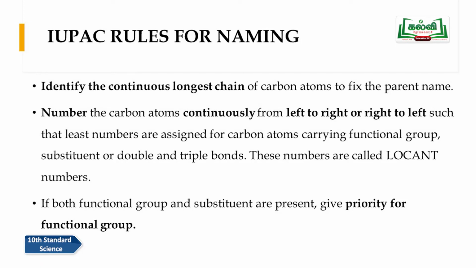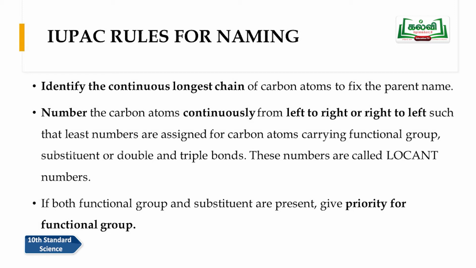So to get the root word correct, we must identify the continuous longest chain of carbon atoms in the organic compound. Secondly, we have to number the carbon atoms continuously. We can number continuously either from left to right or right to left. And when we give the numbers, we have to keep in mind that least numbers are assigned for carbon atoms which contain the functional group or which carry the substituents, or whether it is a double or triple bond.